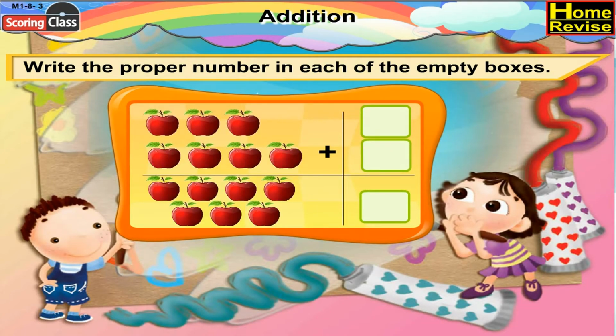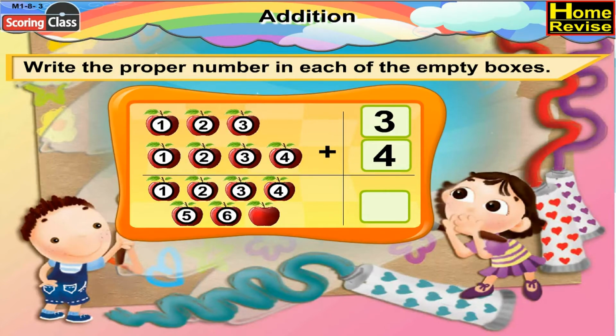Let us proceed towards apples. How many apples are there in the first row? 1, 2, 3. 3 apples. And how many apples are there in the second? 1, 2, 3, 4. 4 apples. Let us see how many apples are there in total. 1, 2, 3, 4, 5, 6, 7. 7 apples are there in total.